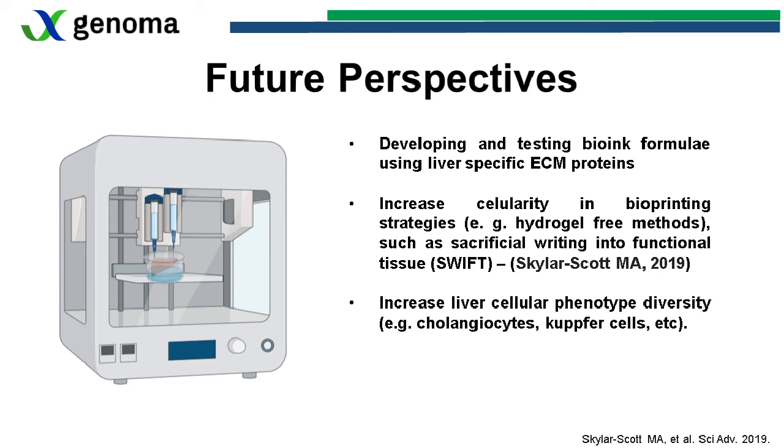But we also need to increase liver cellular phenotype diversity. The liver is not only composed of hepatocytes, endothelial cells, and stromal cells. The liver also has cholangiocytes, Kupffer cells, and many other cellular phenotypes. As we increase this cellular diversity, we should increase liver functionality. And finally, we need to increase structural complexity and size, because we need a very functional tissue, but also a large tissue to perform the hepatic function that patients with chronic liver disease need.